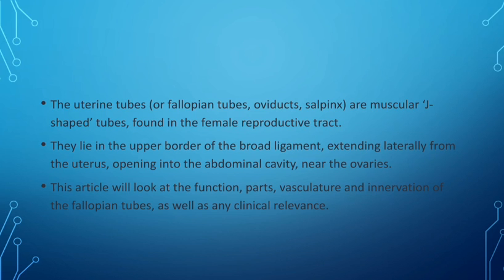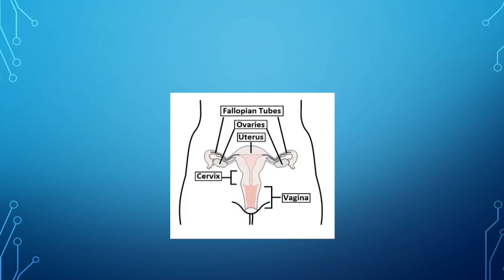They lie in the upper border of the broad ligament, extending laterally from the uterus, opening into the abdominal cavity near the ovaries. This article will look at the function, parts, vasculature and the innervation of the fallopian tubes as well as any clinical relevance related to the uterine tubes.